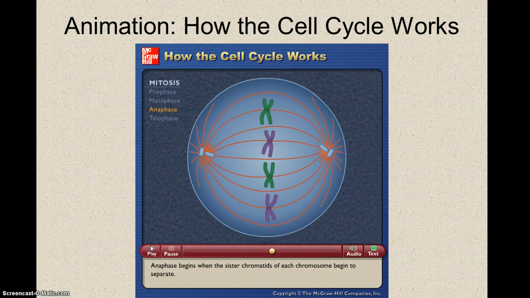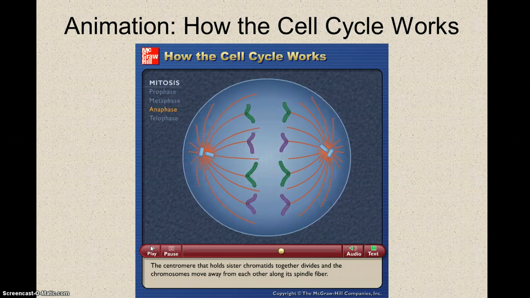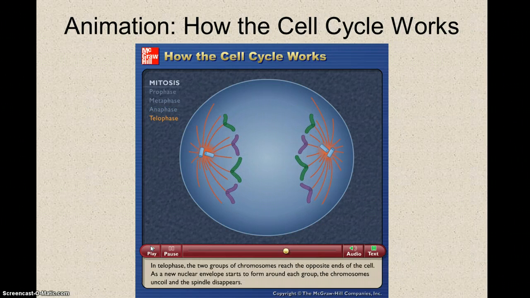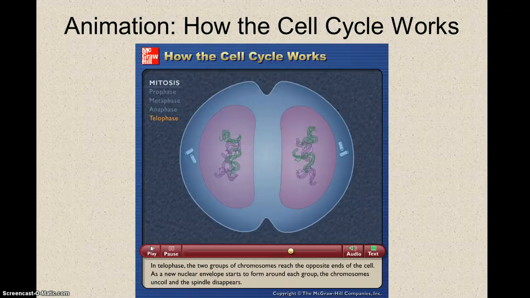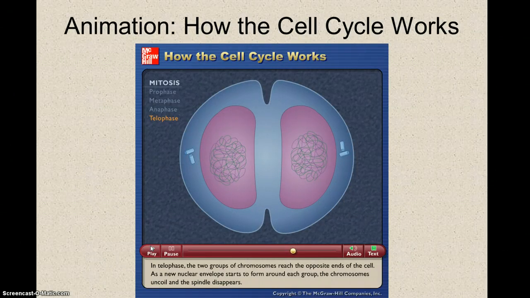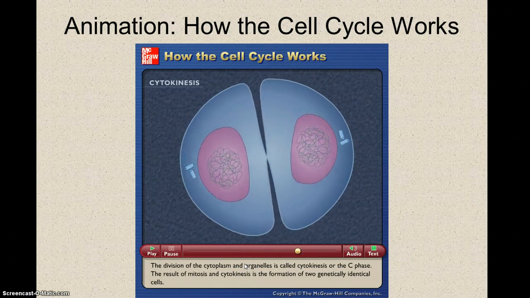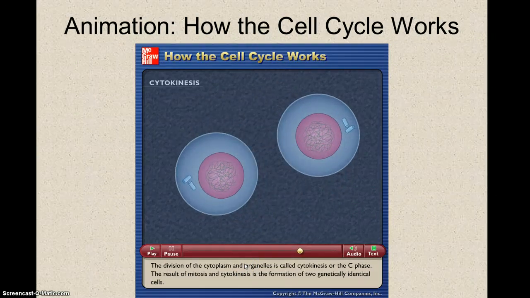Anaphase begins when the sister chromatids of each chromosome begin to separate. The centromere that holds sister chromatids together divides, and the chromosomes move away from each other along the spindle fiber. In telophase, the two groups of chromosomes reach the opposite ends of the cell. As a new nuclear envelope starts to form around each group, the chromosomes uncoil and the spindle disappears. The division of the cytoplasm and organelles is called cytokinesis, or the C phase. The result of mitosis and cytokinesis is the formation of two genetically identical cells.